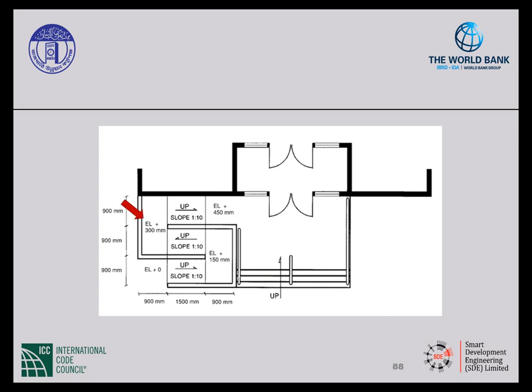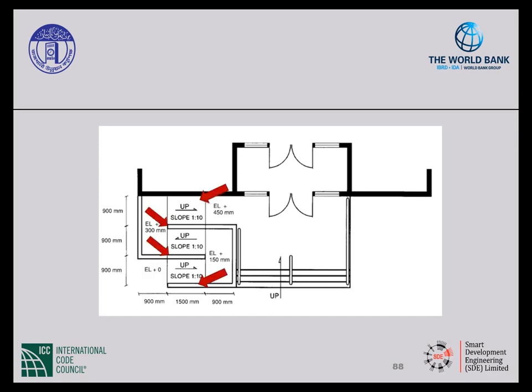We have intermediate landings where we have a change of direction. However, if you look, there are only 900 millimeters in one direction, and they should be a minimum of 1500 by 1500 millimeters. Now we do have a landing at the bottom of the ramp and at the top of the ramp that are at least 1500 millimeters in the direction of travel, so that's a good thing.